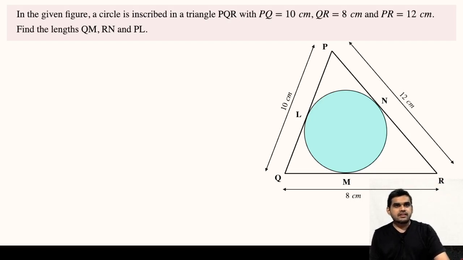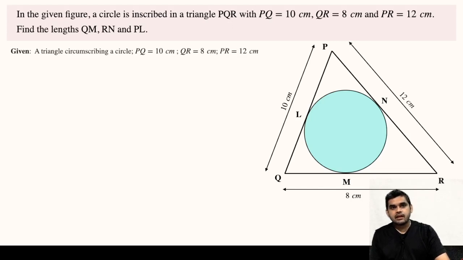So in the given figure, a circle is inscribed in a triangle PQR. Measure of PQ is 10 centimeter, QR is 8 centimeter, and PR is 12 centimeter. So this is given to us. And we are asked to find the length QM, RN and PL.